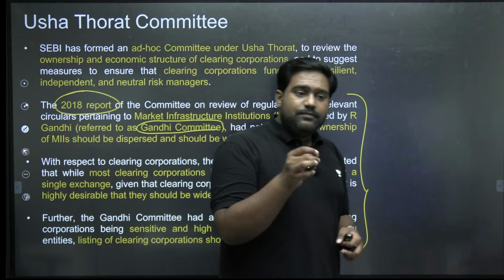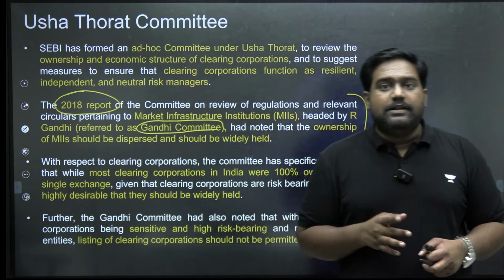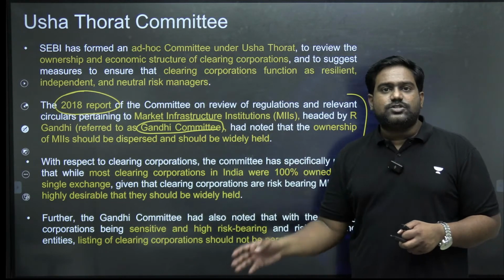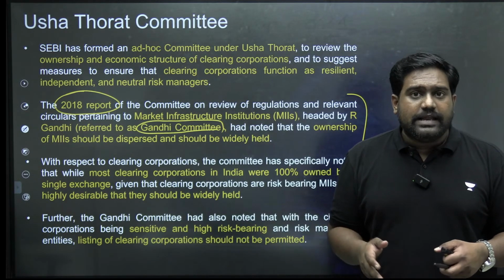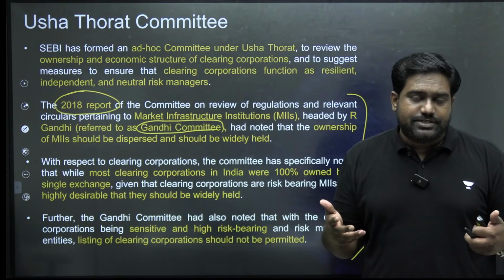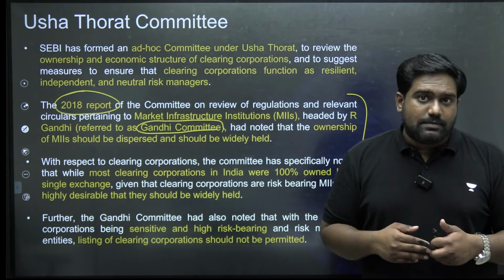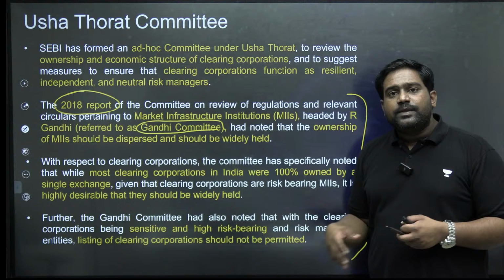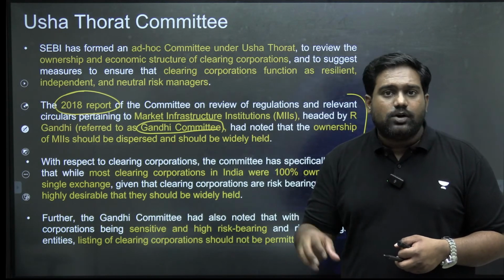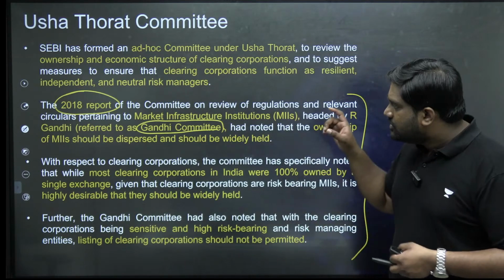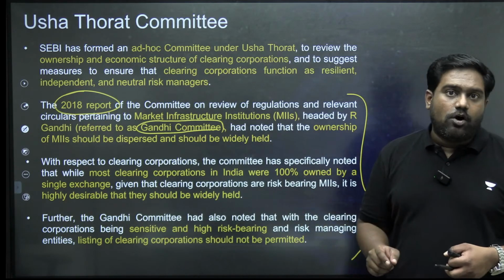But the problem is they may not be looking at things objectively because they are guided by the interests of the stock exchange, the investors, and they may not balance the risks adequately. And tomorrow, if there is some crisis, this could spill over across the capital markets. So one way to balance the risk is to diversify the ownership, the structure of clearing corporations. So the Gandhi Committee had recommended these reforms.